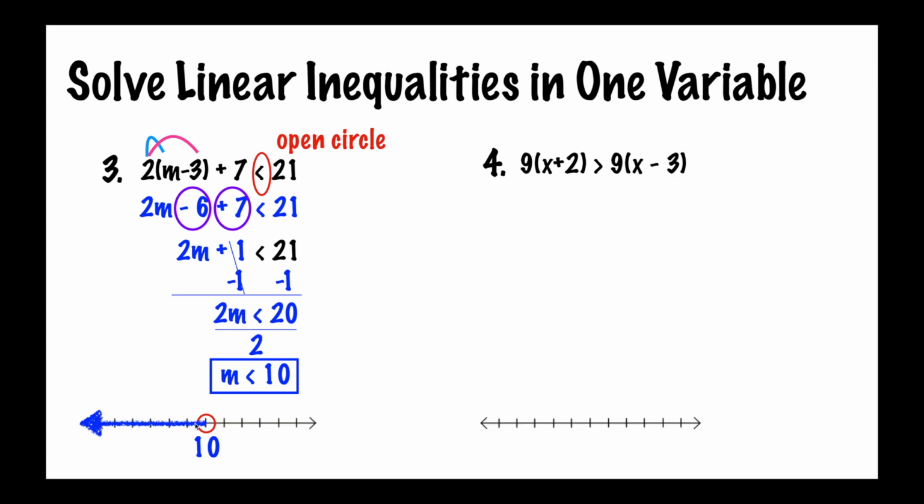It's a good idea to check to see that this is accurate by finding a value that would be in this region, and an easy one to pick would be 0. And if you plug the 0 in for your m value up here, you just want to make sure that it's a true statement. So I'll talk about that real quick.